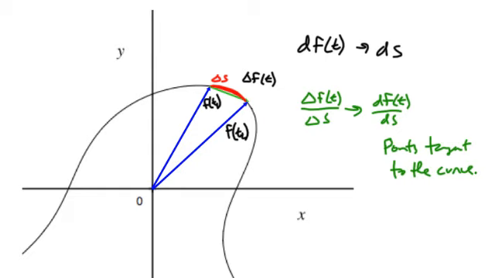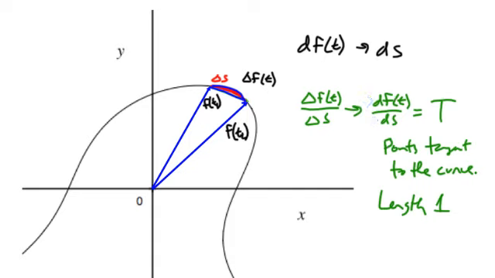But we also know that the magnitude of the change in the position vector and the length of the arc approach each other, which means that the length of this is going to be 1. So the derivative of f with respect to s is just the unit tangent vector. Because we know it's going to point in the tangent direction, and it's going to have length 1, because this arc and this arc coincide as the arc gets smaller.